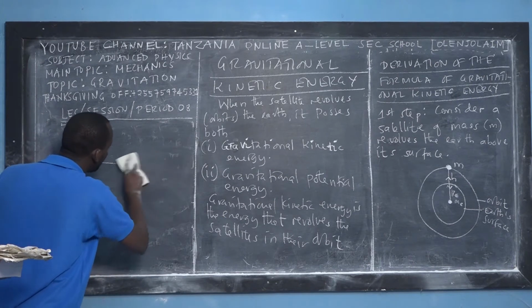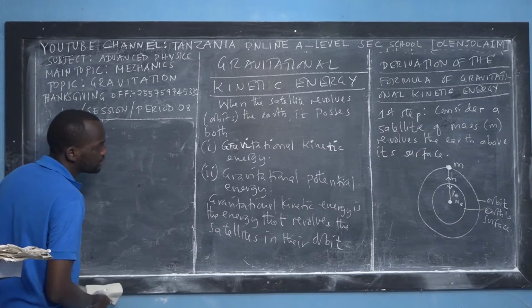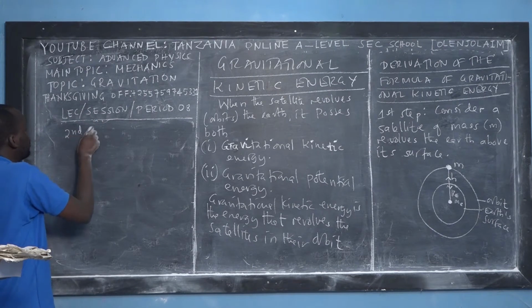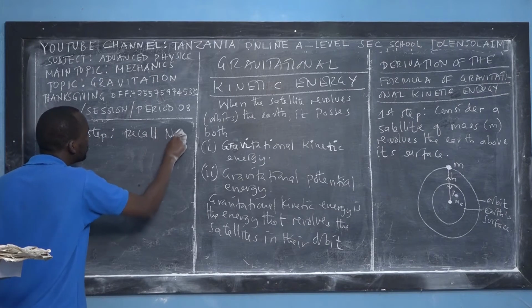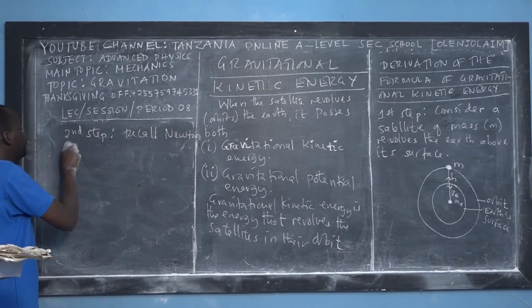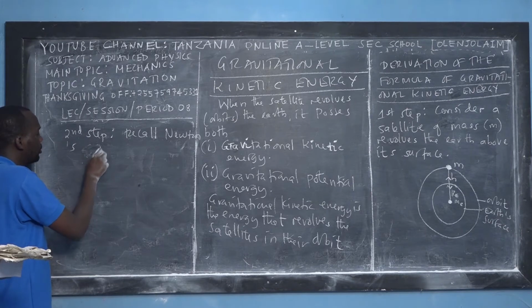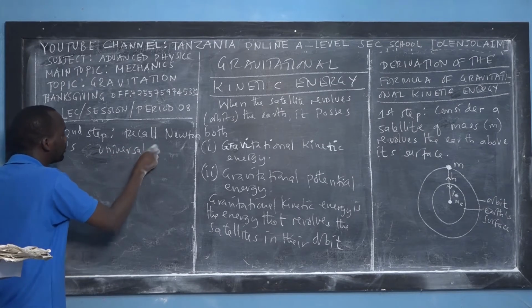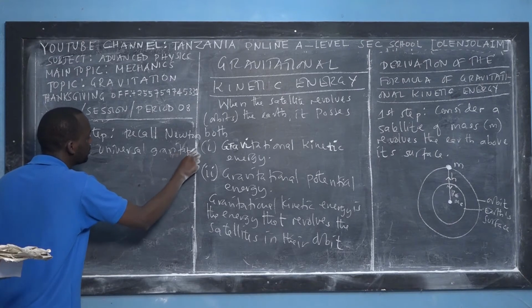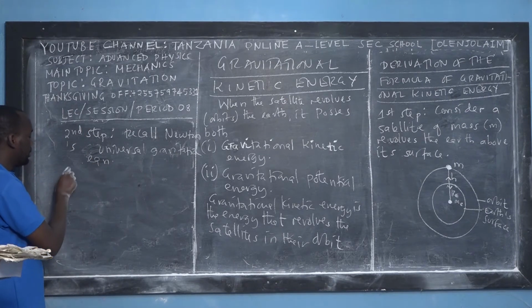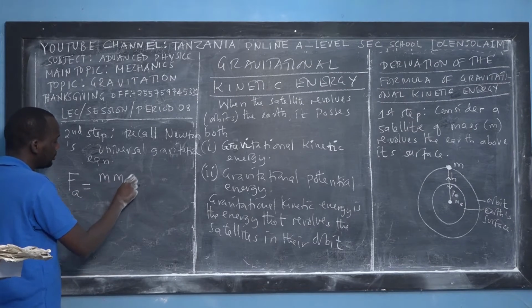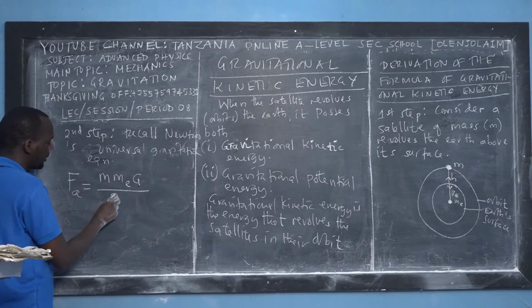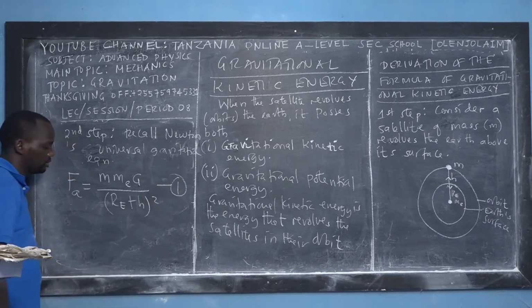So we got the second step of derivation, right? Second step of derivation, we say that recall Newton's universal gravitational law, universal gravitational equation, which says that the force of attraction between the satellite and the S is given as this, and then radius of the S plus the height h squared. So this is the first equation.